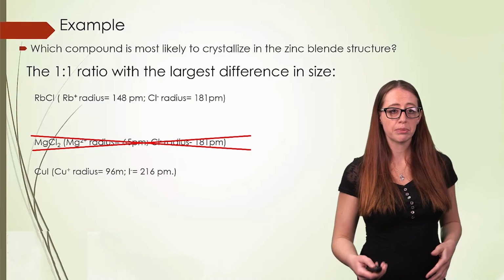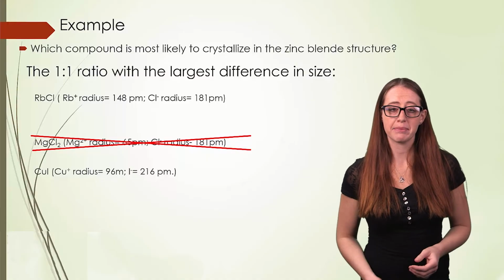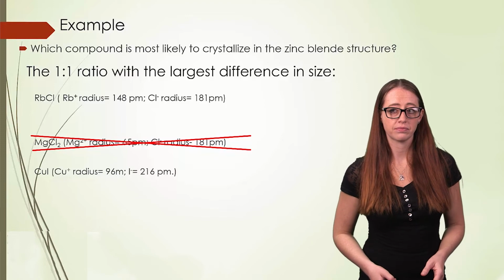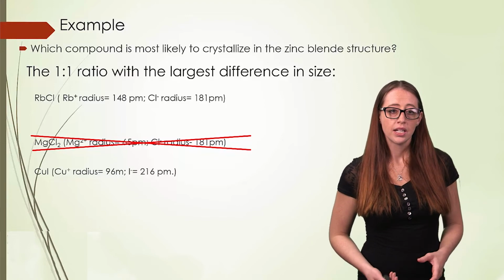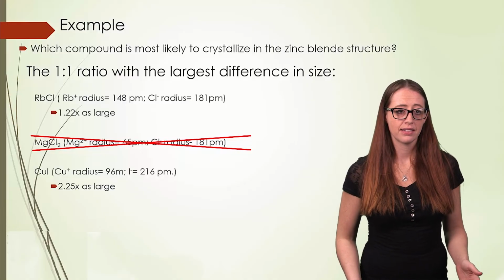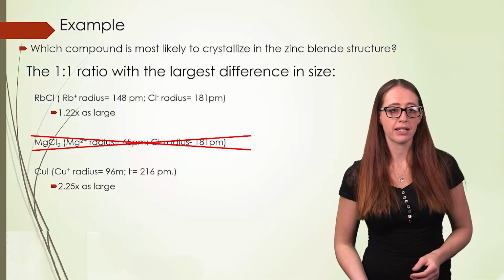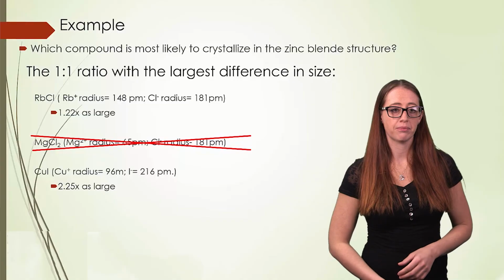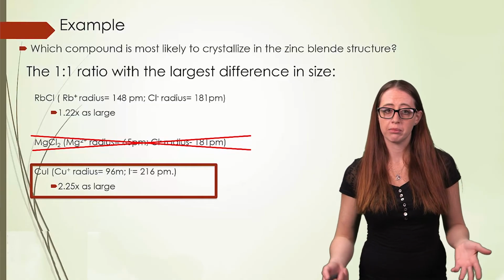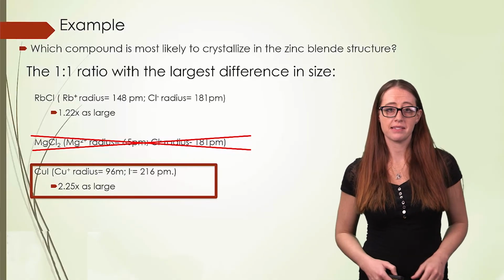So now we need to look at our rubidium chloride and our copper iodide and see which one has the biggest difference in size. So take a moment and compare these together. When we look at these, we can see that one has a much greater difference in size. One is only a little over 1 as big, 1.25 times as big. The other is 2.25 times as big. So because of this, our copper iodide is most likely to form our zinc blende structure. And that has to do with the ratio and the comparative sizes.